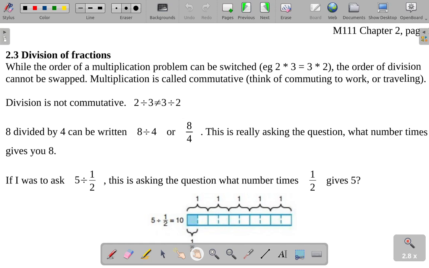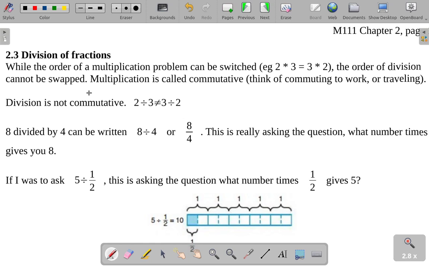In section 2.3, we're talking about dividing fractions. And I just want to point out, remember with multiplication, it is entirely possible to swap the order. So if you have 2 times 3, it's the same thing as 3 times 2. When you're talking about division, you cannot swap the order.